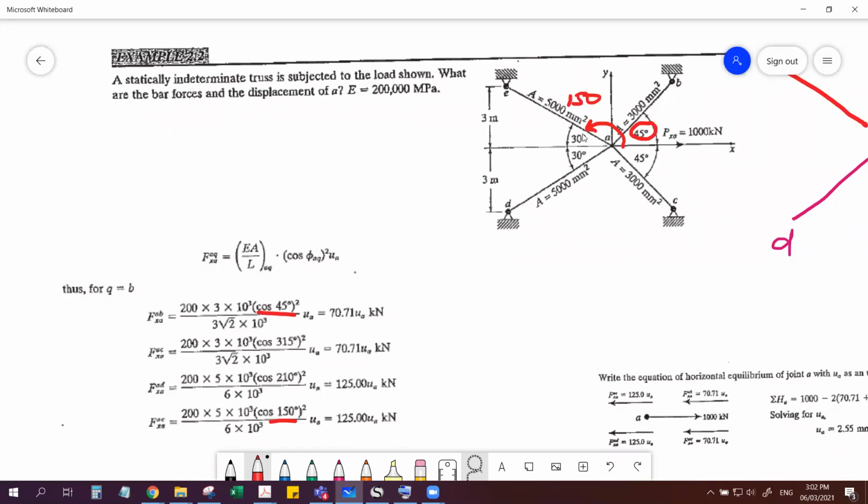For AC, where is AC? This one. AC is 315 because from here going there. So that is 315 because 360 minus 45 degrees is 315.